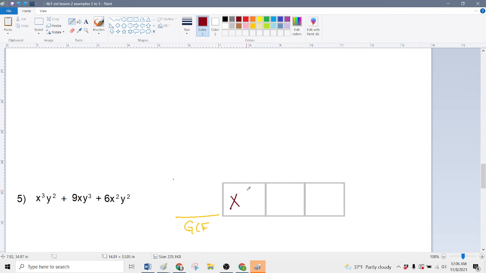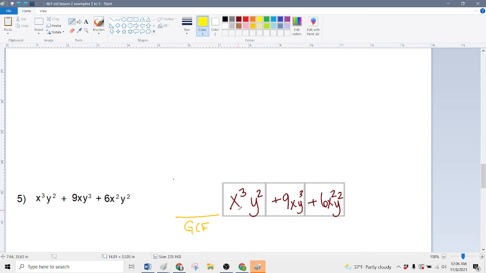Here's that first term, x cubed y squared. And that second term, 9x y cubed. And finally, 6x squared y squared. Now, again, we're going to look at the number part first. Look at that. No coefficient on this first term. Of course, we always have an invisible 1. We want to do something better than the 1.